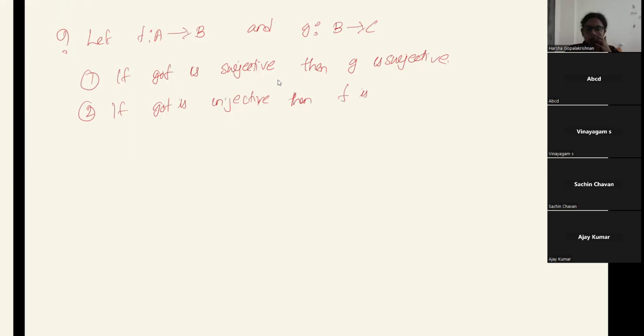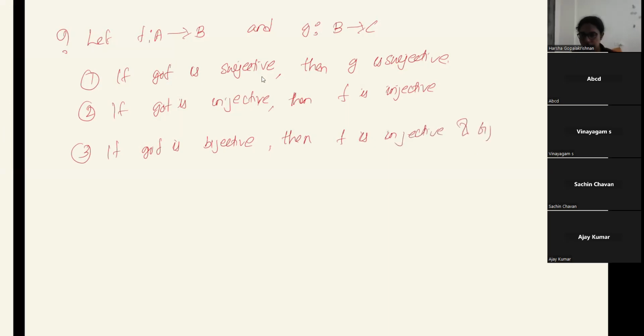Before that, what does surjective mean? Surjective means onto, and injective means one-one. So this is the alternative term for one-one and onto. I hope you know this. So the question is, f from A to B and G from B to C is given. So the composition G composite F is well defined, right?